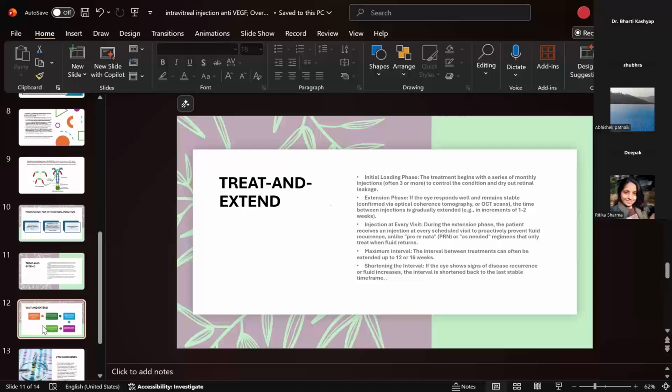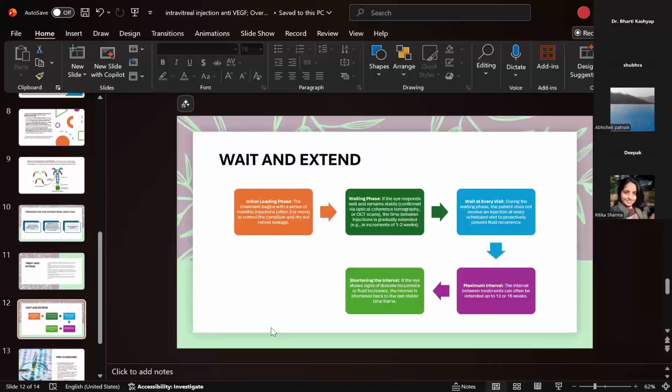There is another thing called wait and extend. Here it's the same thing: initial 3 loading doses, then you wait, you never inject, you wait till there is a reason to inject. In treat and extend, whether there is a reason or no reason, once you've extended that duration, you inject. So here, if the eye responds well, suppose at 4 weeks the third injection is done, you call him at 6 weeks.